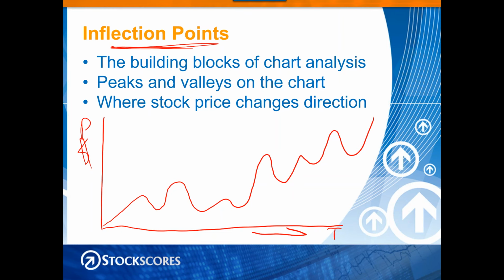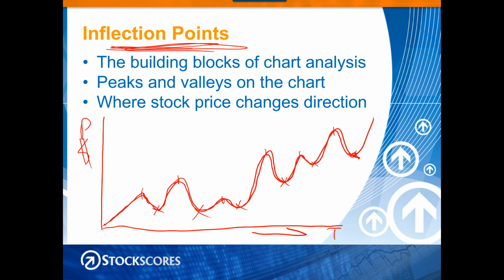Now, you can see in the chart that I've drawn that I have all these little peaks and valleys. So here's some of the peaks, and then we have the valleys where the stock stopped going down and started going up. So the peaks and the valleys are the inflection points. It's where price either stopped going up and started going down, or stopped going down and started going up. And you can see how it's changing over time.